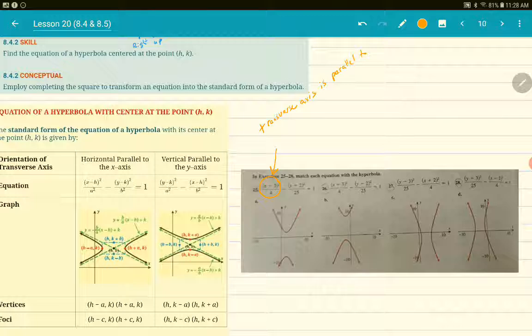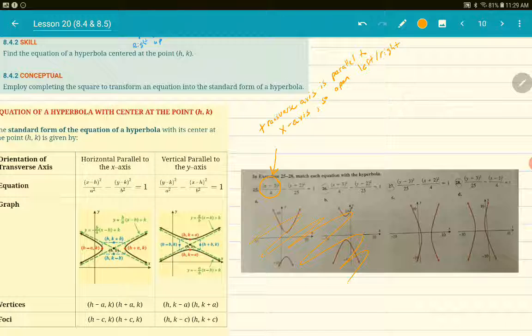Or it might be. It might, remember, because h could be 0. So it could be the actual x-axis or something parallel to it. So this is going to open left, right. Okay, so it's not going to be A or B. It has to open left and right.